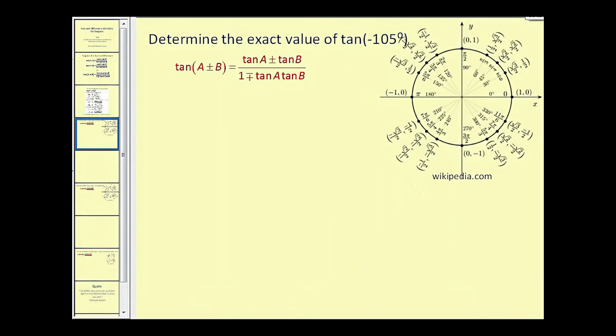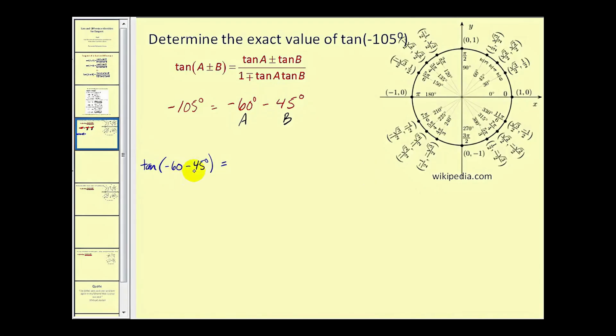If we want to determine the exact value of tangent negative 105 degrees, using reference angles we have to figure out how we can add or subtract them to obtain negative 105 degrees. And negative 105 degrees is equal to negative 60 degrees minus 45 degrees. So what that tells us is that we will use negative 60 for angle A and 45 for angle B, and we'll use the difference identity. So let's go ahead and set this up.